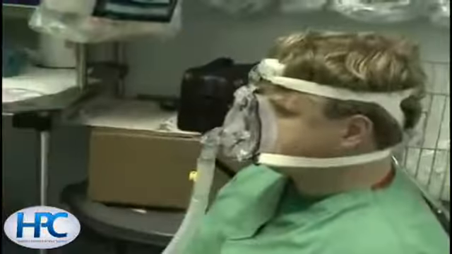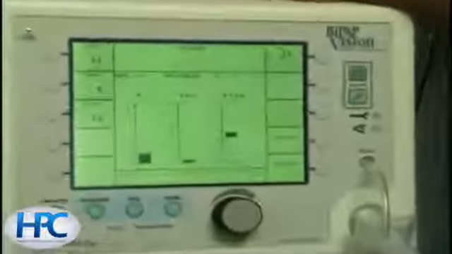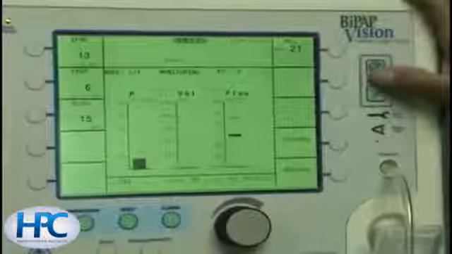You can also set a high pressure alarm to detect if the tubing becomes obstructed, an apnea alarm, a minute ventilation alarm if the minute ventilation drops below a certain level, and a respiratory rate alarm if the respiratory rate is too high or too low.